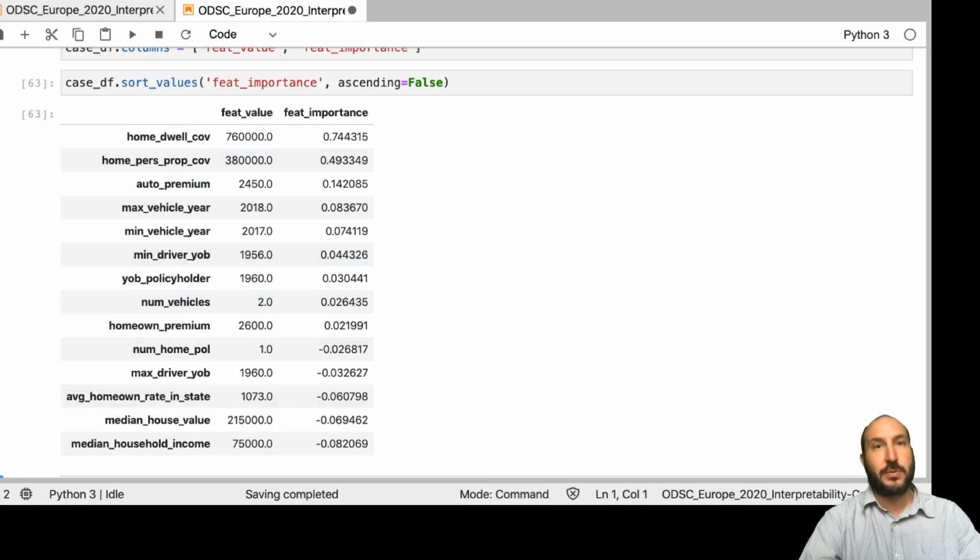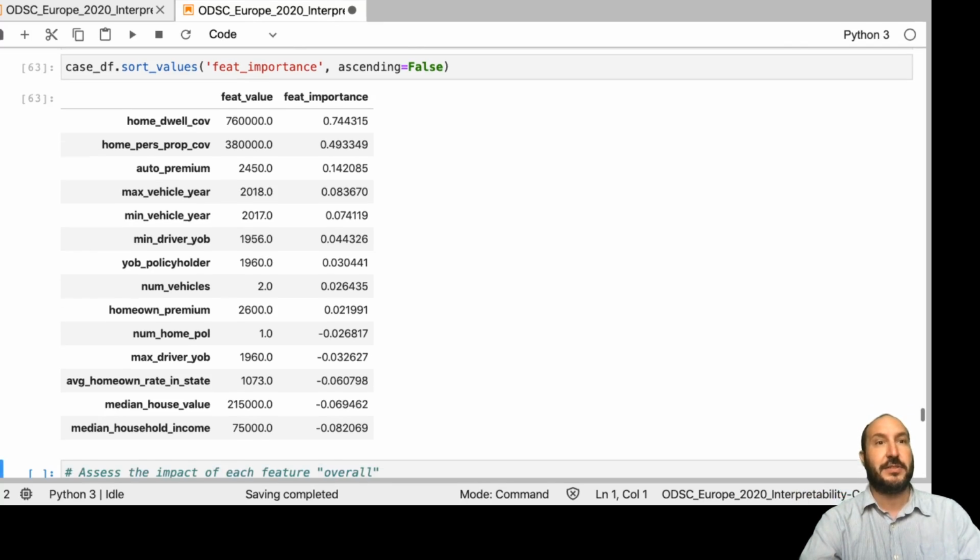We can see which ones were positive, which one made me more likely to think they would buy an umbrella policy, which ones were less likely to make me think they would buy an umbrella policy, and the relative strengths of those features.